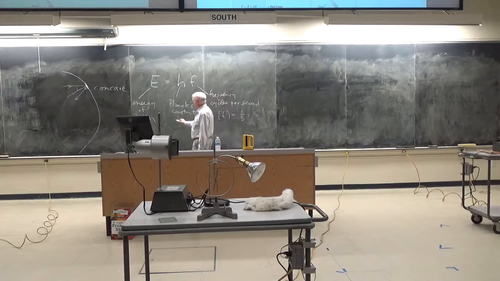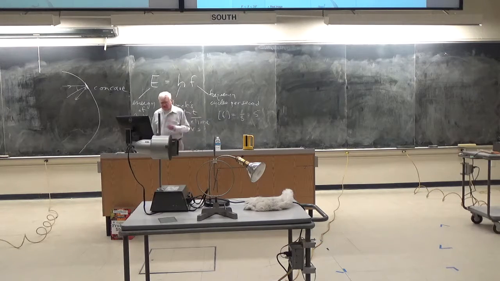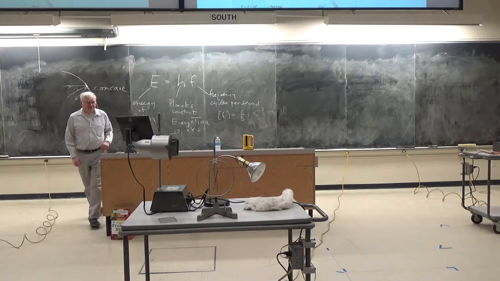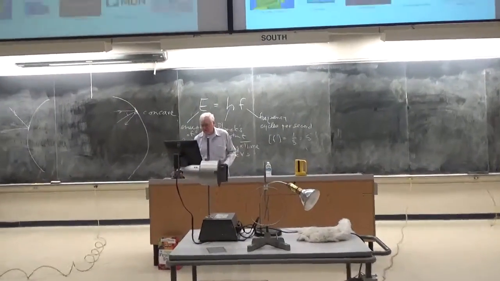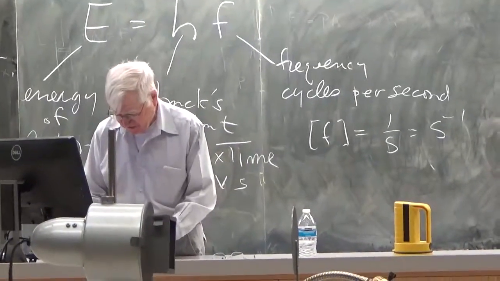Planck's constant, the units are energy times time. So there's joule seconds, or eV seconds, electron volt seconds, whatever. And let me see if I can quickly get Planck's constant.